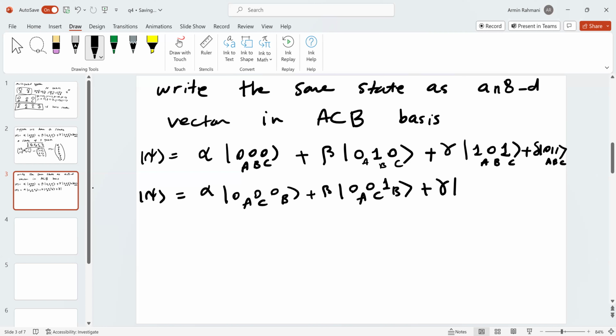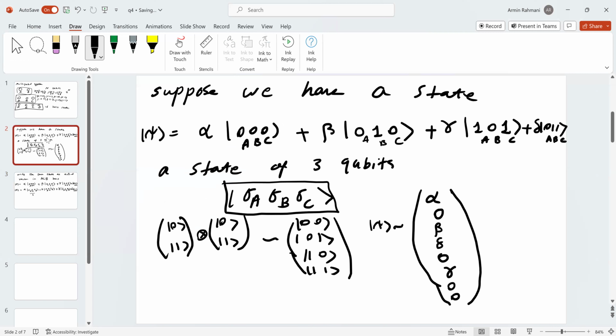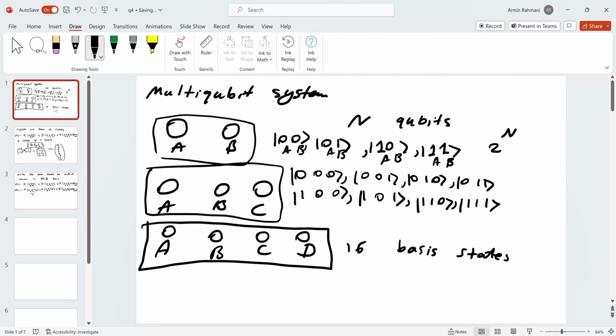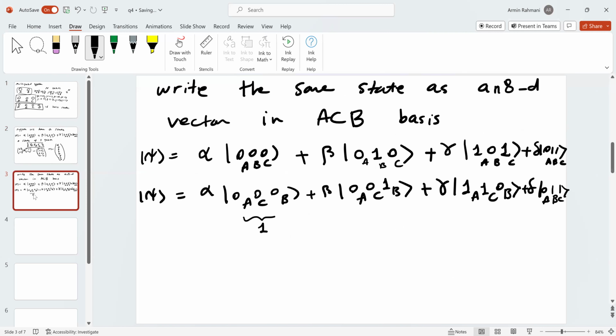So again, we're switching B and C. So A, 1C, 0B, delta, 0A, 1B, 1C. Okay? So that's the same state. So now its representation as an 8-dimensional vector with the ACB ordering will be different, right? We'll have these alpha, beta, gammas at different places. So alpha, that's like the first state, we said. 0, 0, 1 is going to be 0, 0, 1, I believe, is the second. Yeah, so that's the second state.